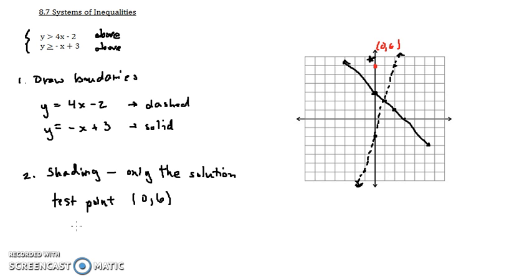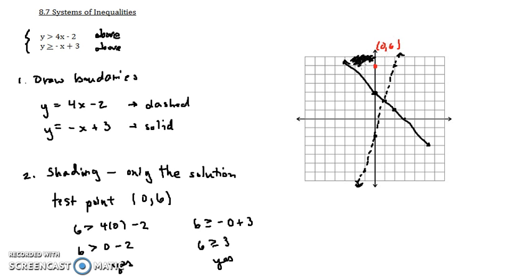In the first inequality, I've got 6 greater than 4 times 0 minus 2. Is that true? Is 6 greater than 0 minus 2? 6 greater than negative 2? Yes, that's true. Test it in the second inequality. 6 greater than or equal to negative 0 plus 3. Is 6 greater than or equal to 3? Yes, that's also true. That means we picked the right region, and we can go ahead and shade that whole thing in.